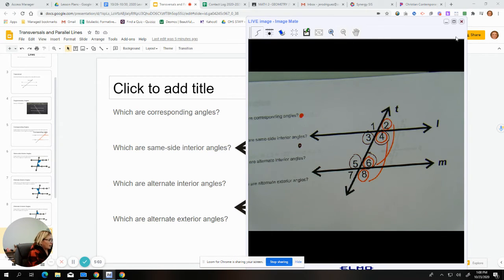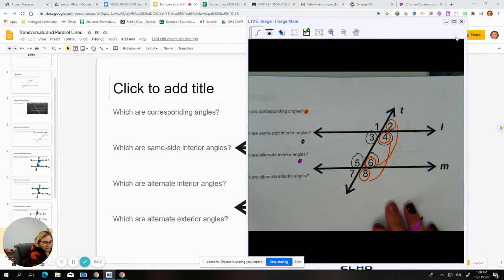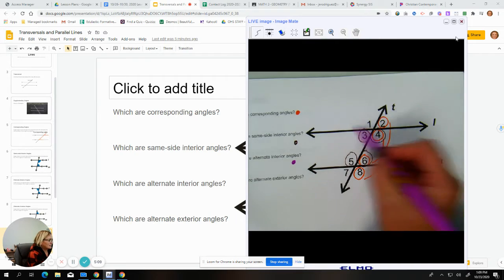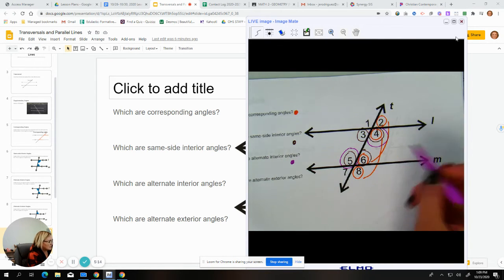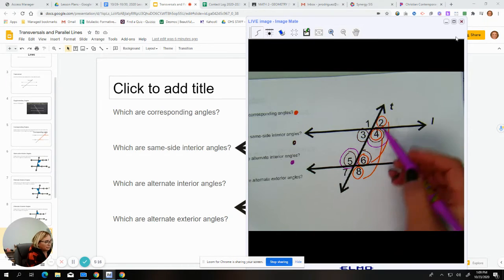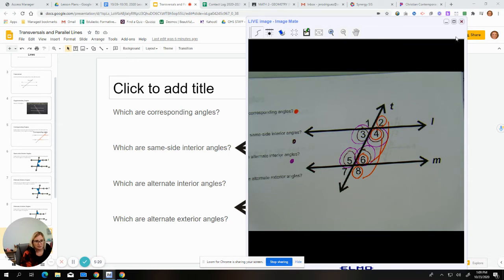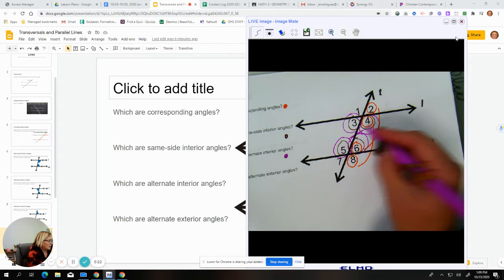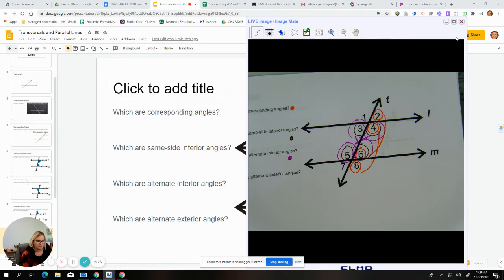So now we're going to talk about alternate interior, and I'm going to do that in like this purpley pink color. So interior is inside the parallel lines. Alternate means that they are on opposite sides. So 5 and 4, 3 and 6. Okay, they're opposite but inside of the parallel lines.